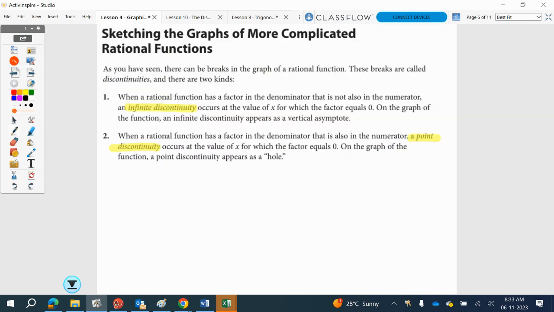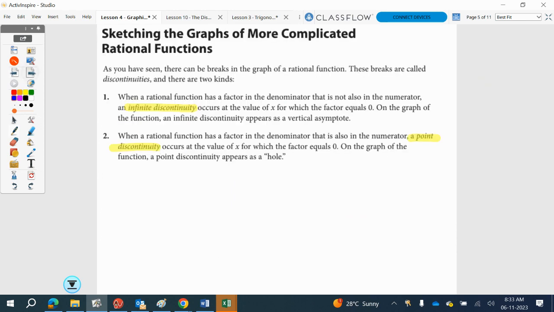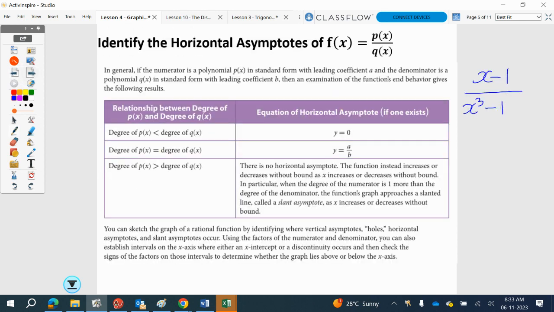So you guys asked me how did I know it was 2. Let's go back to it now. Look, we've got second degree on the top and the bottom. So we're getting a horizontal asymptote. The lead coefficients are 2 divided by 1. That's the horizontal asymptote. Super easy.